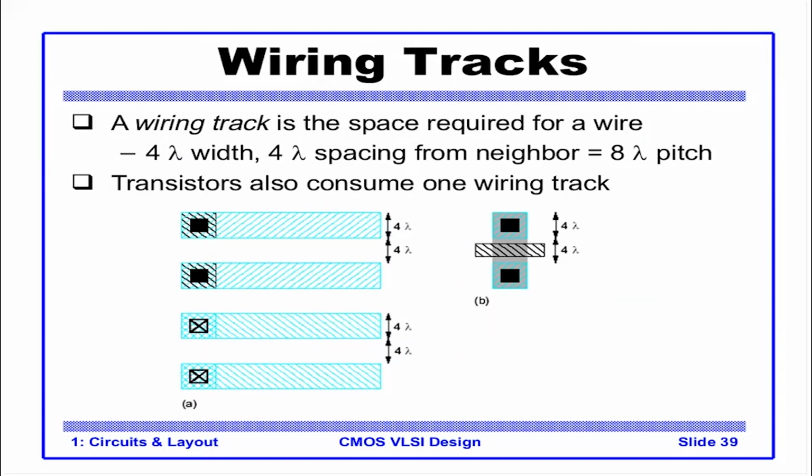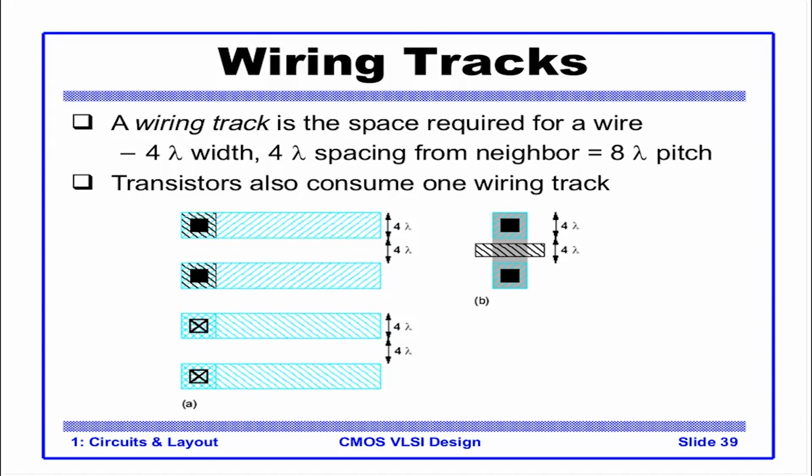Wiring tracks. So a wiring track is a space required for a wire. An example of a design rule could be that a wire should be of 4 lambda width, and between two wire tracks there should be a spacing of at least 4 lambda. So let's define a new parameter called a pitch. A pitch is a combination of the wire width and the minimum spacing it needs. So the pitch of this wire is 8 lambda, that is 4 lambda is the width and 4 lambda is the minimum spacing that is required.